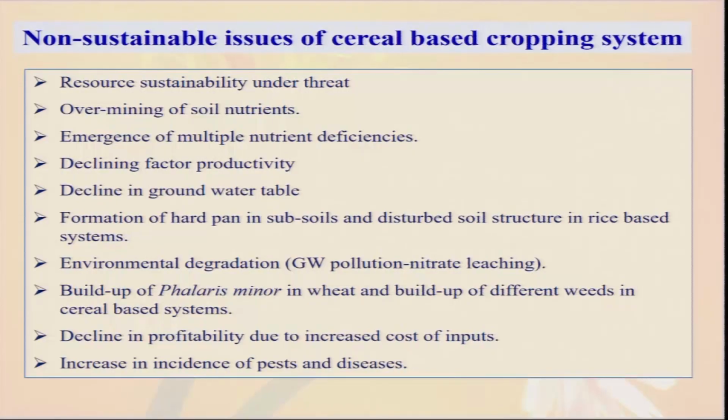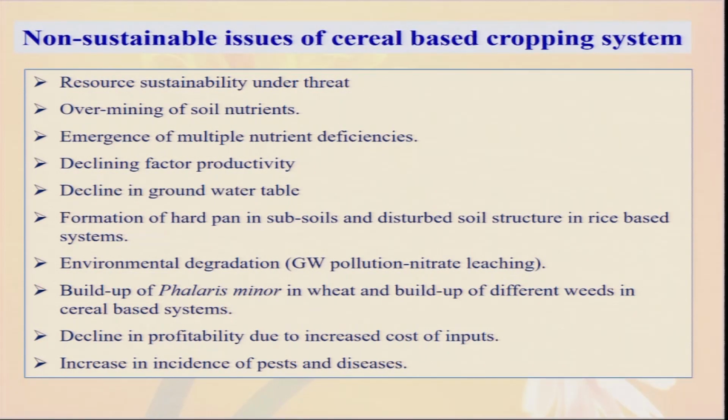There are non-sustainable types of use of cereal-based cropping systems. Among them are sustainability under threat, overmining of the soil nutrients, emergence of multiple nutrient deficiencies, decline in factor productivity, a declining water table, and formation of a hard pan.